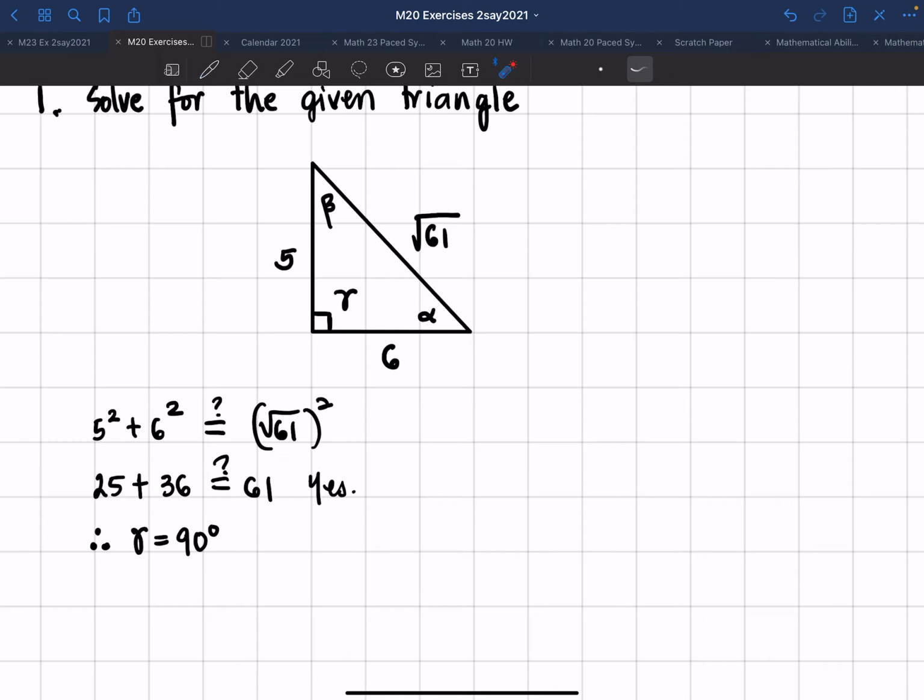Okay, so let us start with this angle alpha. Sige, pwede kayong gumamit ng sine, pwede gumamit ng cosine, pwedeng tangent. Pero sine na lang. So sine alpha is equal to opposite over hypotenuse. So 5 over square root of 61. So alpha is sine inverse of 5 over square root of 61.